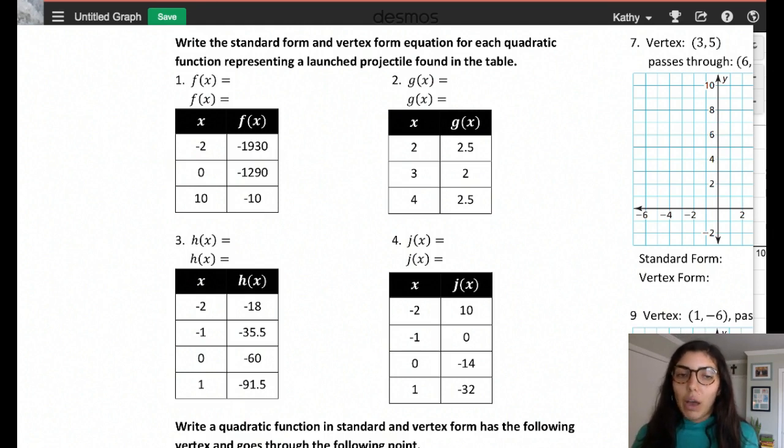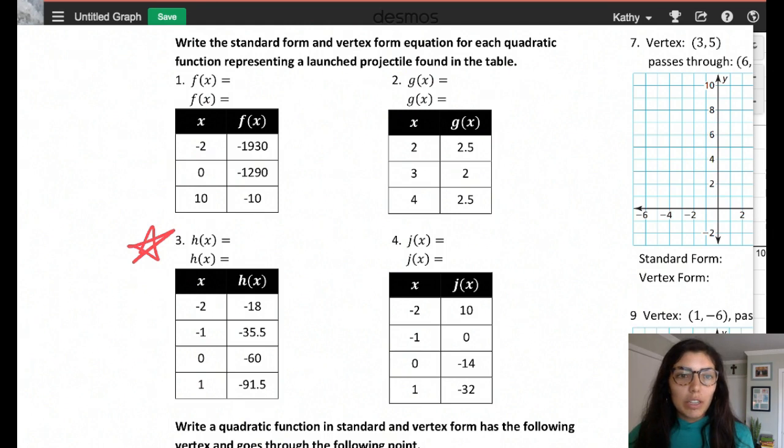If you can right now, I would love for you to stop the video, and I would love for you to try number 3. Okay? We want to write the standard form and vertex form for this projectile that is being launched. Go ahead and stop the video and try it in your Desmos. Alright, hopefully you've had a chance to try it. Just number 3 right now.